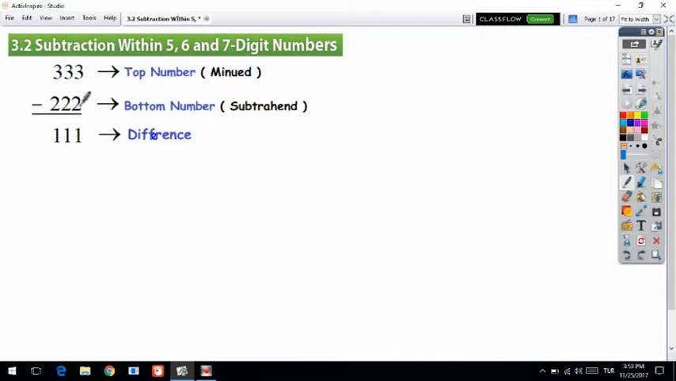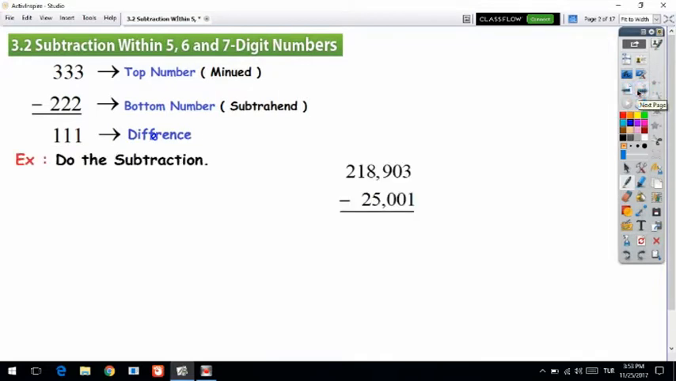So we have two numbers to subtract. We call the first number the top number, the minuend. The second number is the bottom number, and we say subtrahend. The result of this subtraction operation we call the difference. Okay, next there is an example about 6 digit numbers.